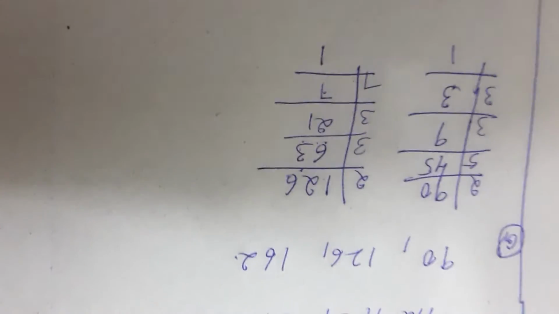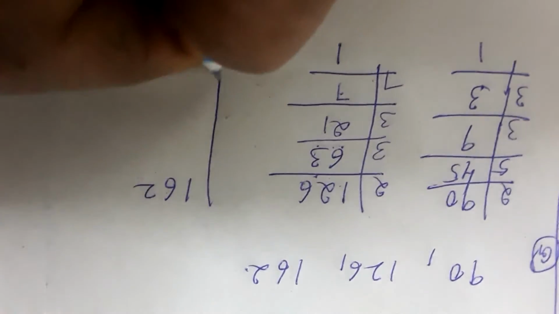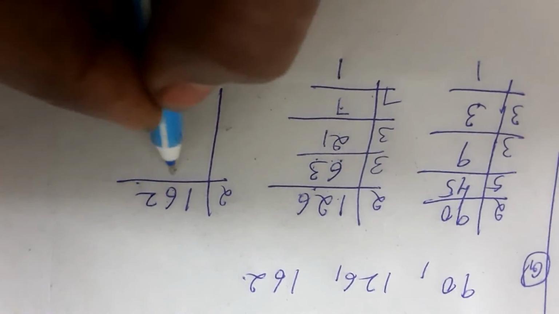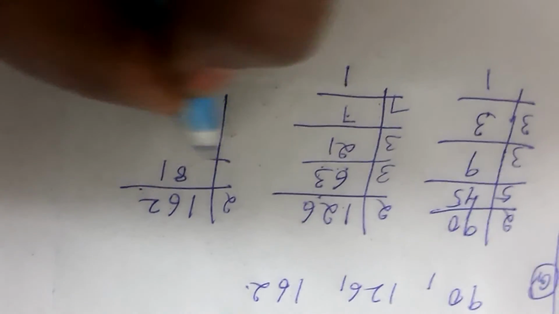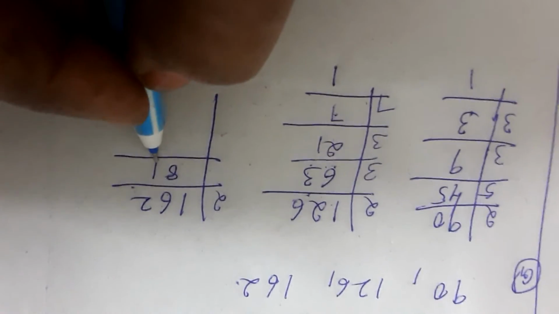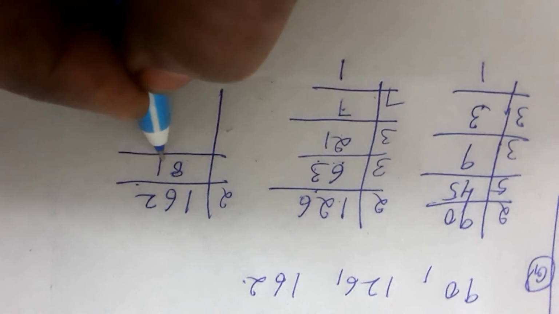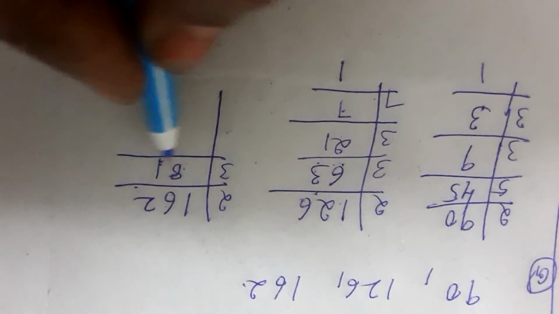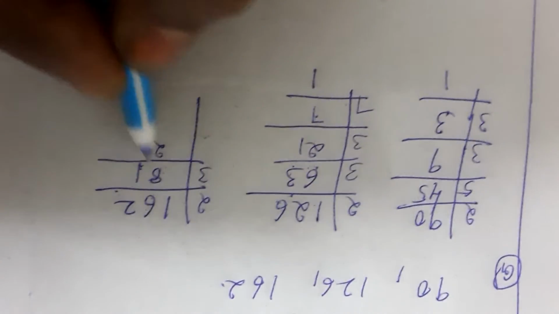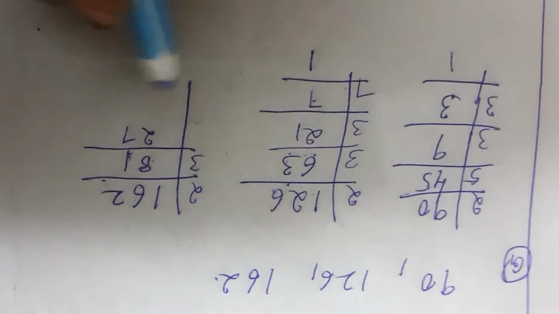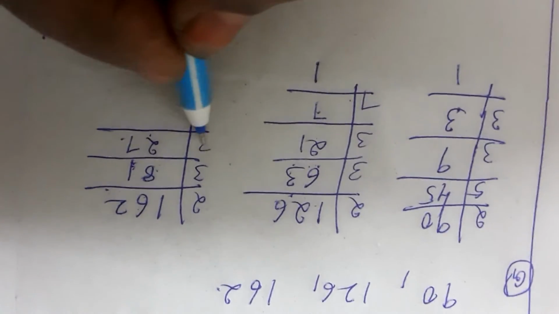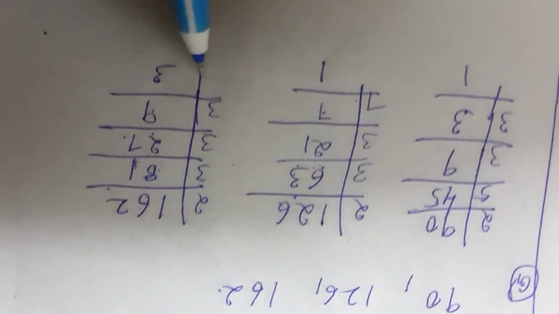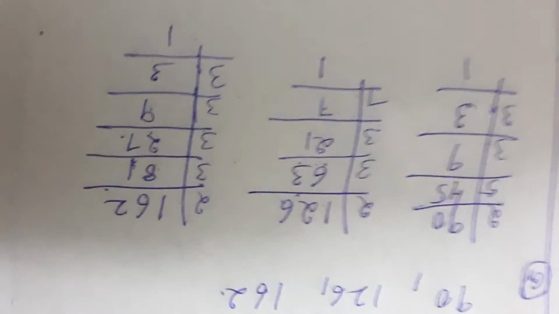7 ones are 7. Next we have 162. Its ones place is 2, so it is divisible by 2. 2 eights are 16, 2 ones are 2, so 81. Its ones place is 1, so it is not divisible by 2. Take 3. 8 plus 1 is 9. 9 is divisible by 3. So 3 twos are 6, 3 ones are 3, so 27. Then 27 is divisible by 3. 3 nines are 27. Again this 9 is divisible by 3. 3 threes are 9. Then 3 ones are 3.